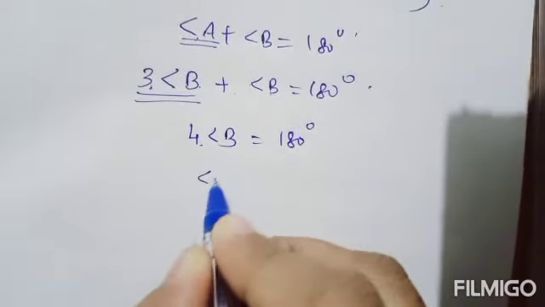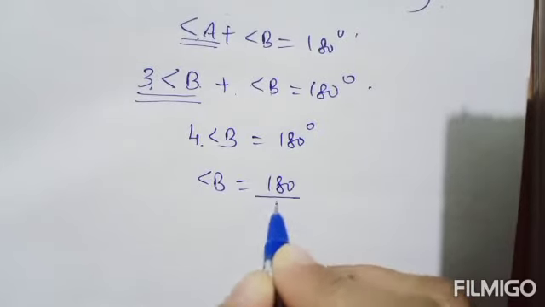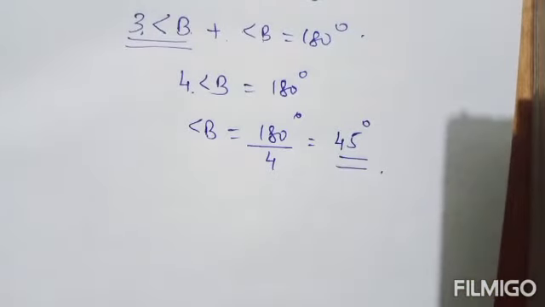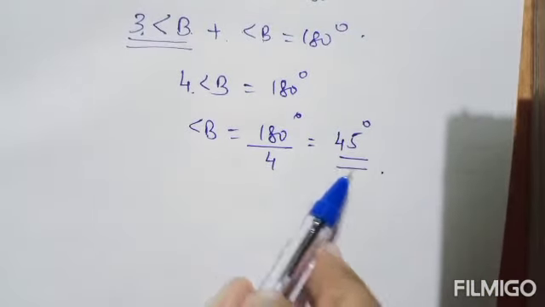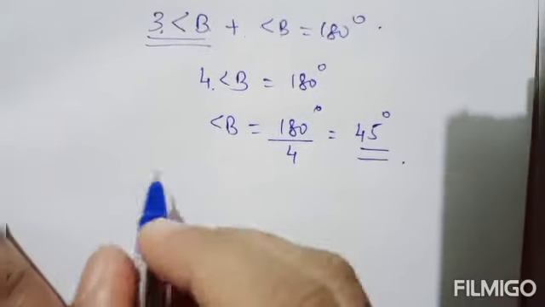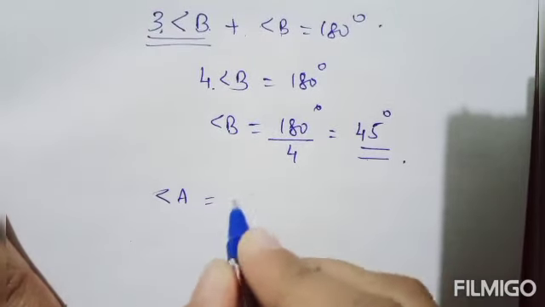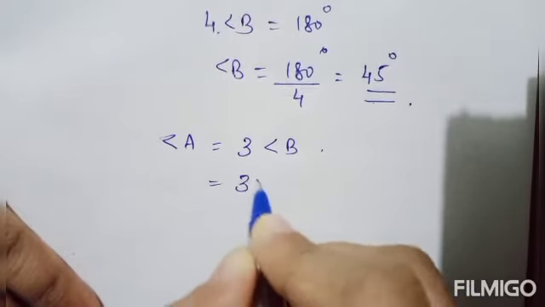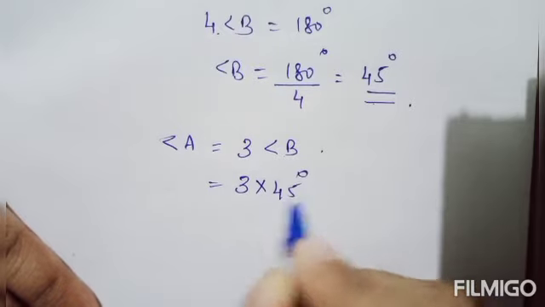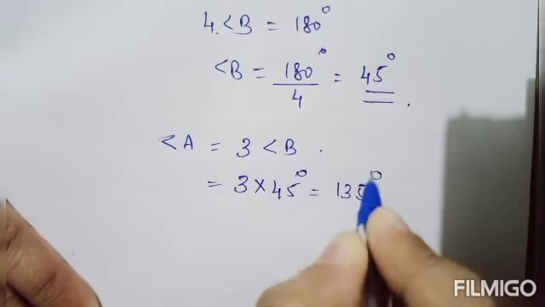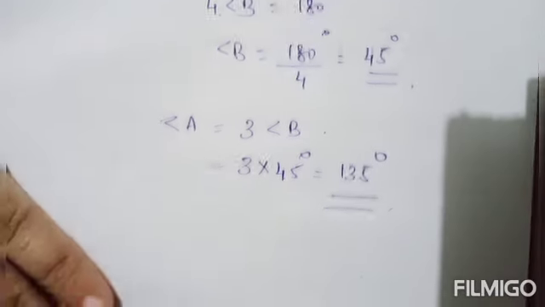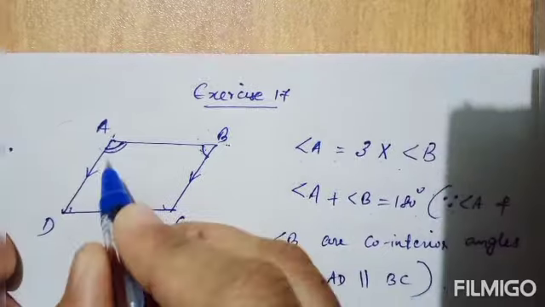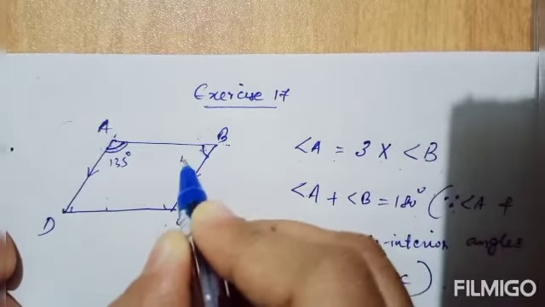From this what will you get for angle B? It is 180 by 4. You will get 45 degree. So angle B equal to 45 degree you got. Now you can find angle A. Angle A is 3 into angle B. So 3 into 45, what is the angle? 135 degree. So angle A you got 135 degree. Here angle B you got 45 degree.